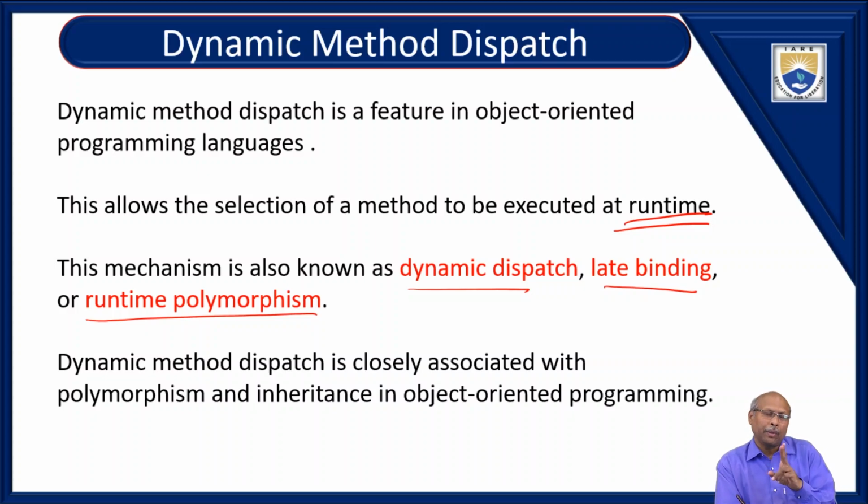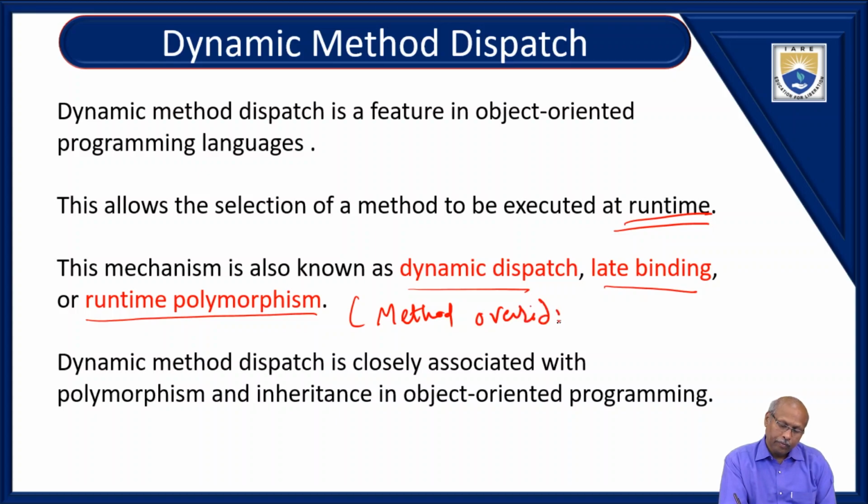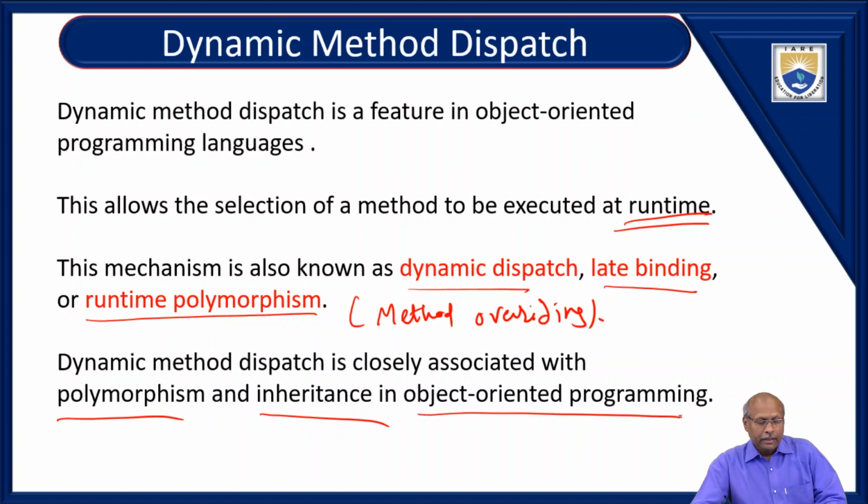I think you know there are two types of polymorphism: static polymorphism and dynamic polymorphism. Static polymorphism we implement through function overloading, whereas dynamic method dispatching, or late binding, or runtime polymorphism, we implement through method overriding. So this requires method overriding. Okay. So dynamic method dispatch is closely associated with polymorphism and inheritance in object-oriented programming. Now we'll see how you can implement dynamic method dispatch.